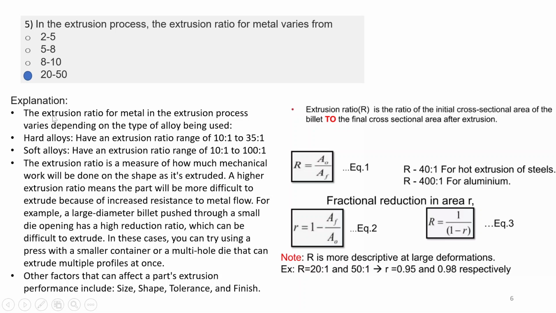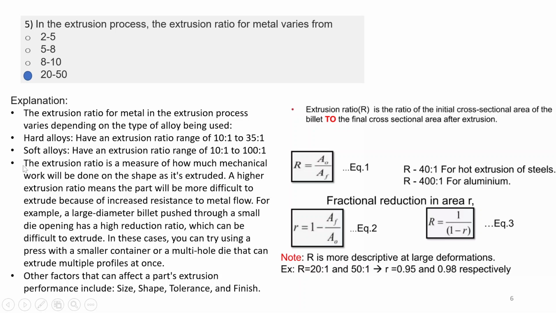The extrusion ratio is given as the ratio of the initial cross sectional area of the billet to the final cross sectional area after extrusion. So R can be given as A naught upon AF. Okay, so 40 is to 1 for hot extrusion of steels, while 400 is to 1 for aluminum.